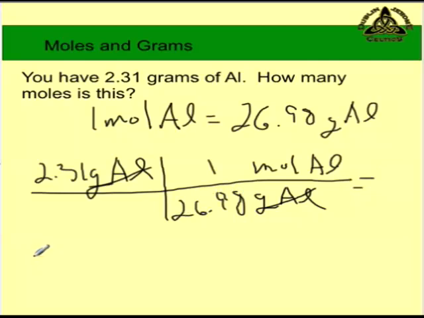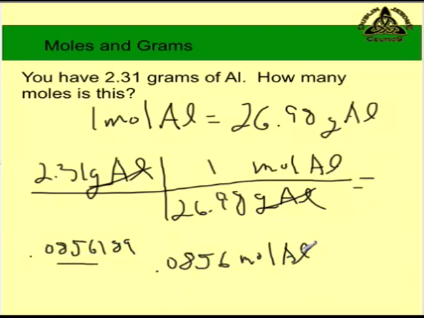When I do this on my calculator, I get 0.085618. These numbers have an infinite number of sig figs. This one has 3, so I want to count over 3 sig figs. That's a 1, so the 6 remains a 6. So my answer will be 0.0856 moles of aluminum. Easy because of dimensional analysis.